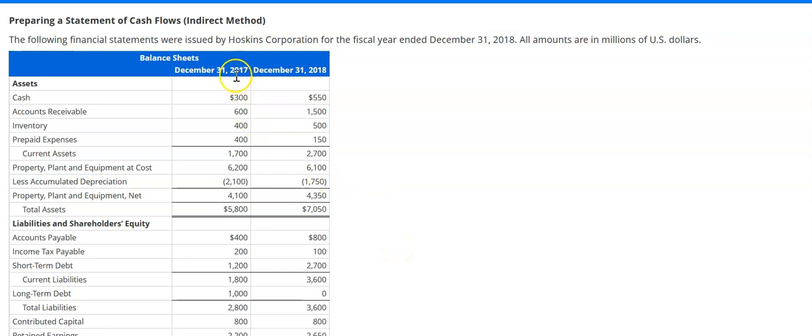Very, very important that we recognize which date is first. So 2017 is to the left and 2018 is to the right. And so, what are we attempting to do? Well, we're attempting to determine what the true cash flows were for operating activities, investing activities, financing activities for the year. Okay, so indirect method is a little harder, but it is the method that is best to use.